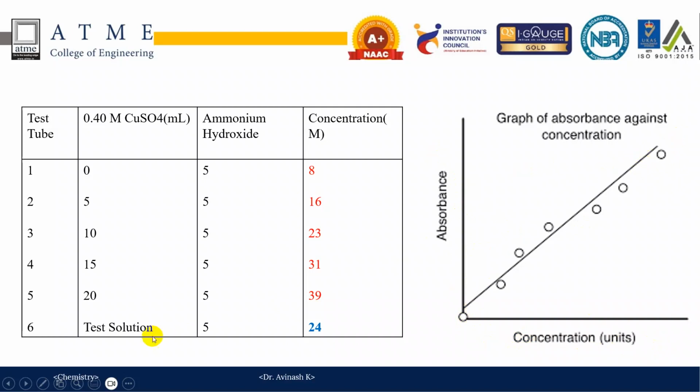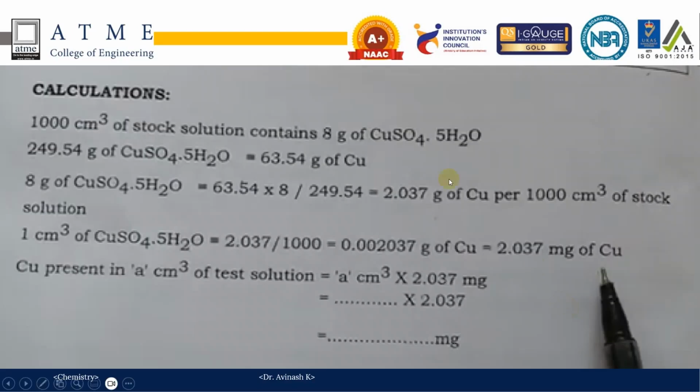Now see the absorbance provided by the test solution, and on the y-axis mark down the absorbance and extrapolate the graph towards the x-axis. So the point where it meets is the volume of copper which was present in the test solution. So this was the volume present in the test solution.